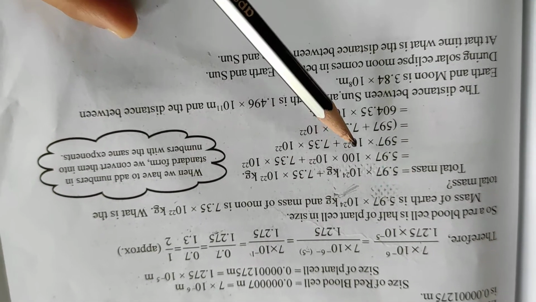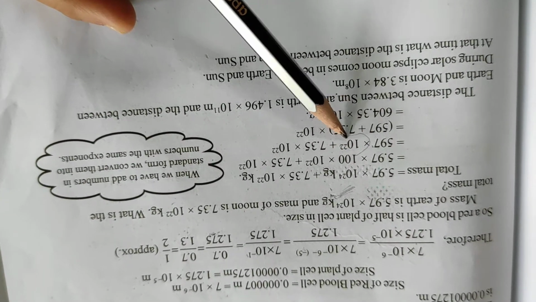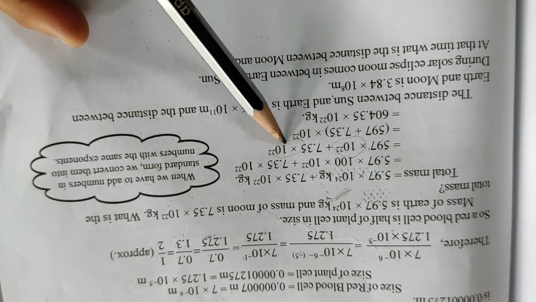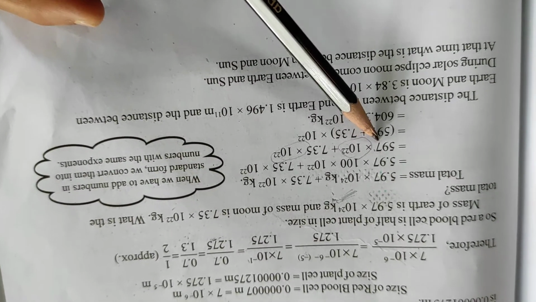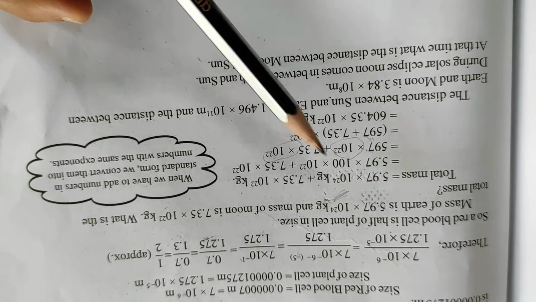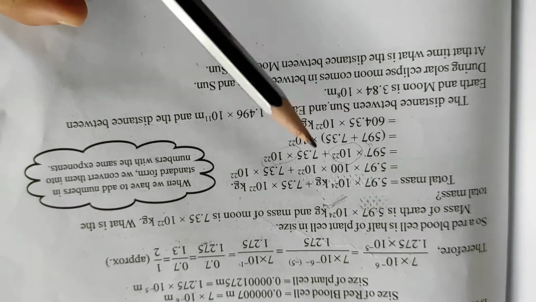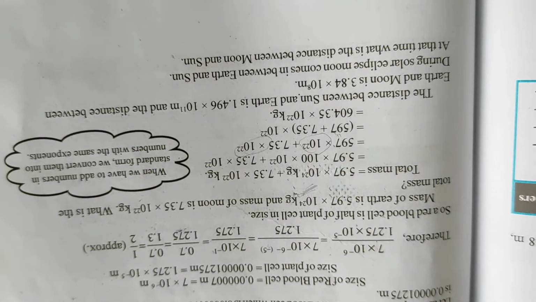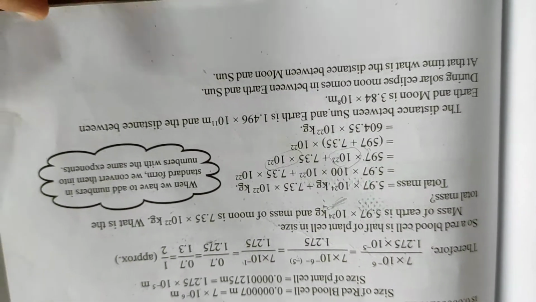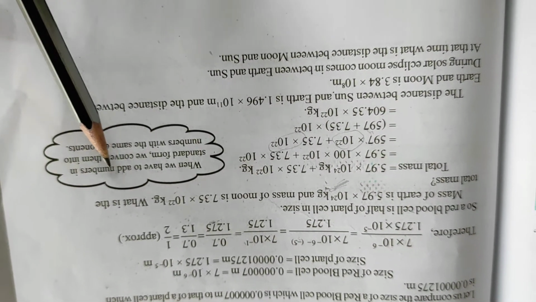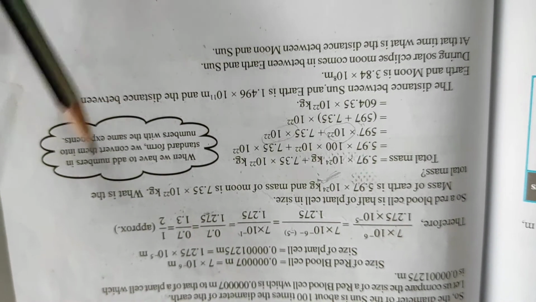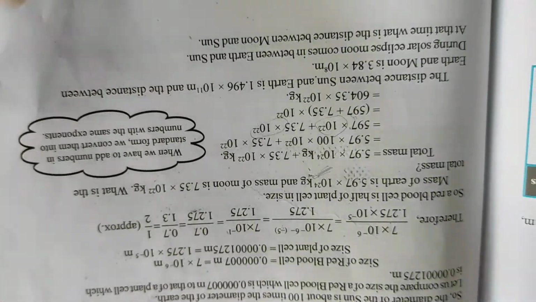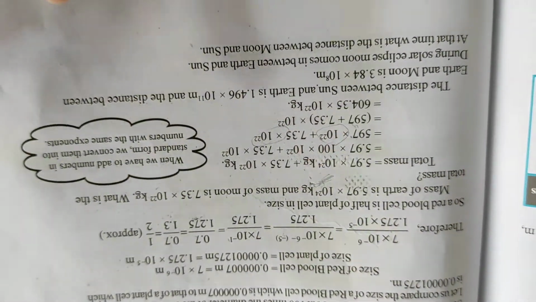So 10 to the power 22 from here and 10 to the power 22 from here we can take common. So the next step will be inside the bracket 597 plus 7.35. When you add, you will get this answer. So the total mass will be this. Okay, when we have to add numbers in standard form, we convert them into numbers with the same exponents. You can see here already I have changed this to the same exponent.